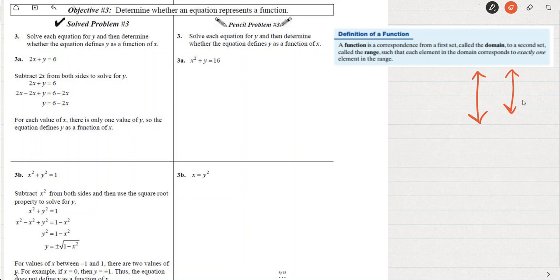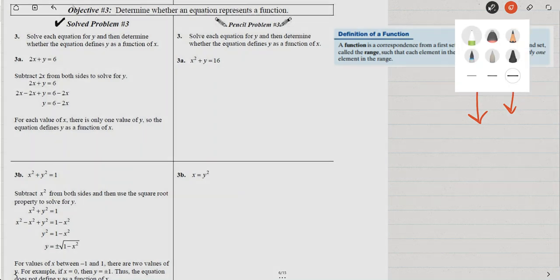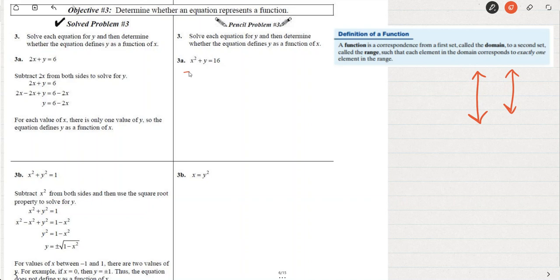But for 3a, what we're going to do is solve for y. So to solve for y, that means I'm going to subtract x squared from both sides. And I'd have y equals the opposite of x squared plus 16. And if we think about the x's and y's, when x is 3, is there more than one way to get a y? So if x is 3, y is going to be the opposite of 3 squared, so -9 plus 16.